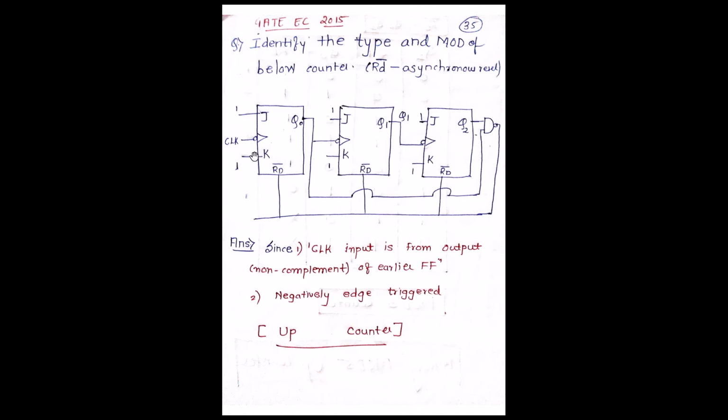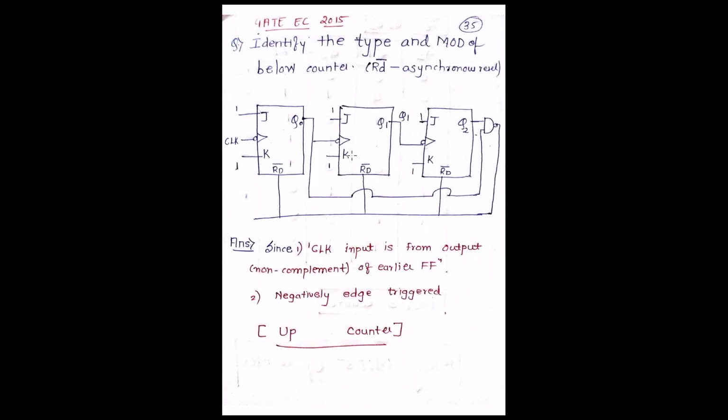Plus, if you see, the clock is only applied to the LSB flip flop. All other clocks are the output of the previous flip flop. Hence, it is asynchronous. Next, if you see, there is a triangle over here, which indicates that it's a negatively edge triggered flip flop. So if I have to conclude, this flip flop is asynchronous, because clock is only applied to one flip flop. It is an up counter because it has RD bar, plus it is negatively edge triggered because a bubble is applied over here.